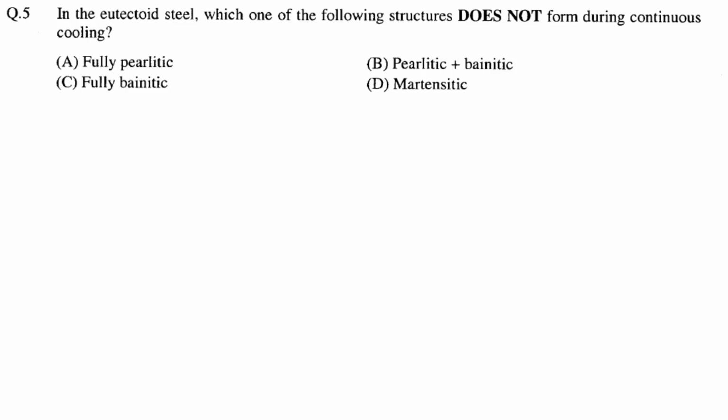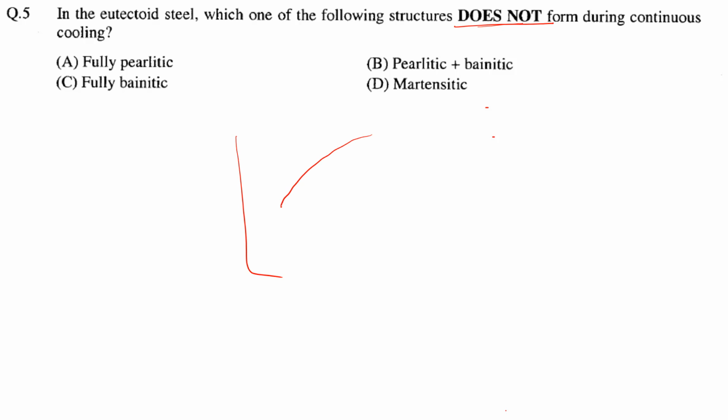We are going to solve these physical metallurgy questions. First question: in the eutectoid steel, which one of the following structures does not form during continuous cooling? Right? So what is the structure which is not forming during this continuous cooling?